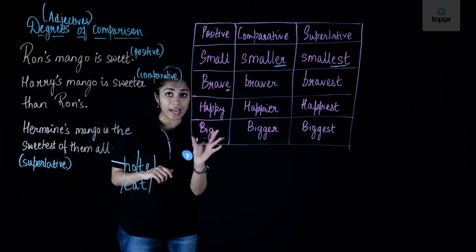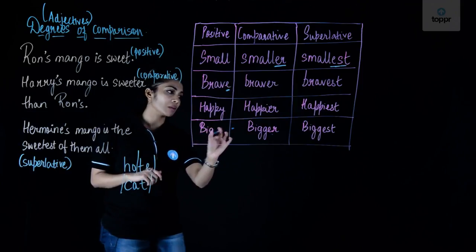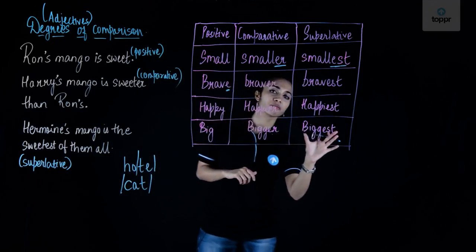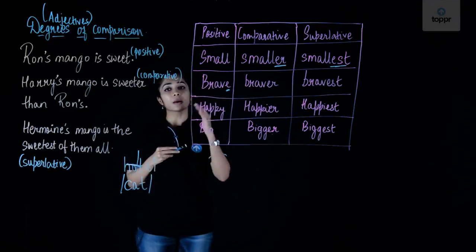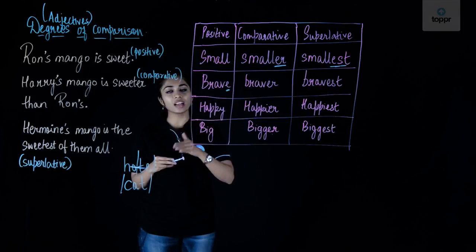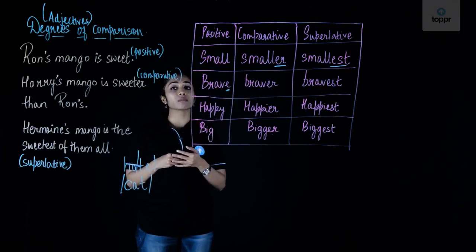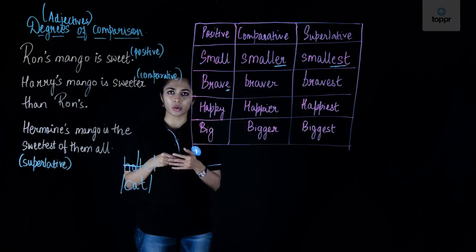And whenever that happens, we simply double the consonant letter. So, big becomes bigger and the superlative becomes biggest. So, that is how we form comparatives and superlatives from the positive form by adding ER and EST when it comes to one syllable words and sometimes more than one syllable words.